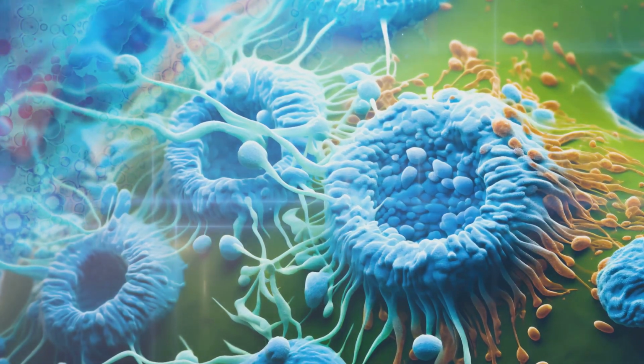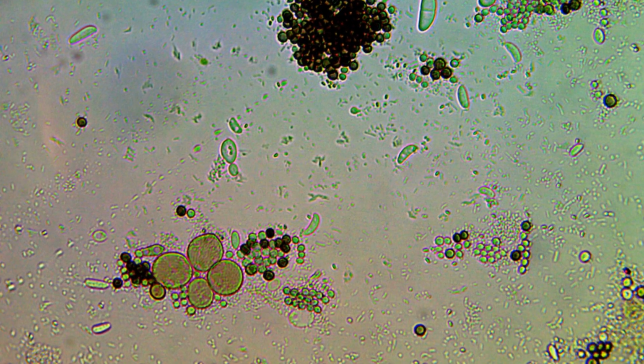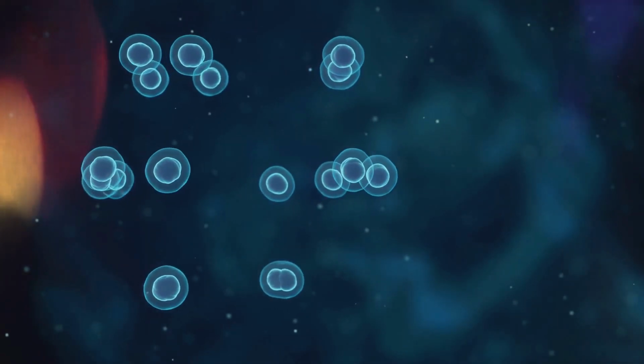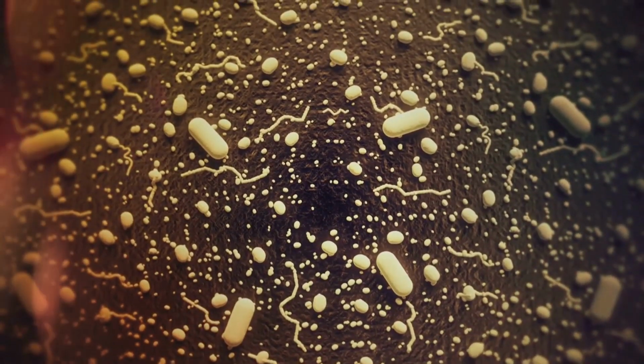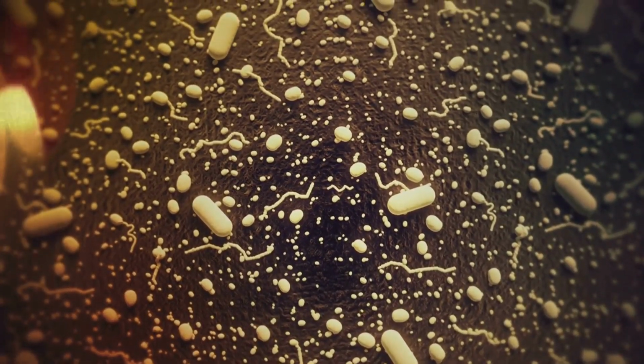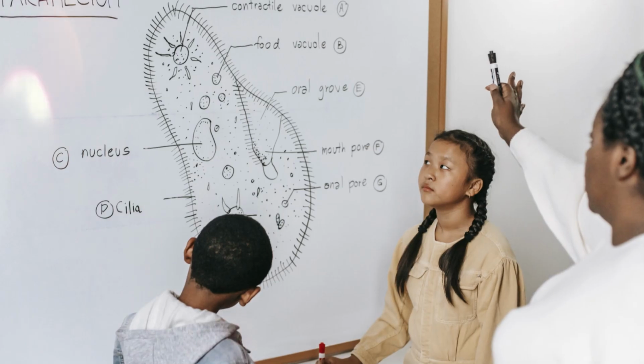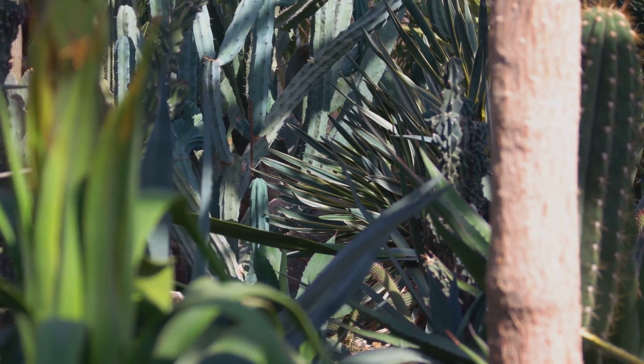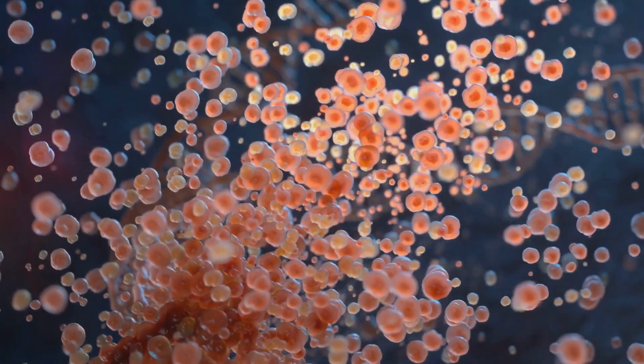Section 5. Little cells, big world. Have you ever wondered what makes up all living things? Tiny building blocks called cells. Some organisms, like bacteria, are made of just one cell. These are called unicellular organisms. Others, like animals and plants, are made of millions of cells working together. These are called multicellular organisms.